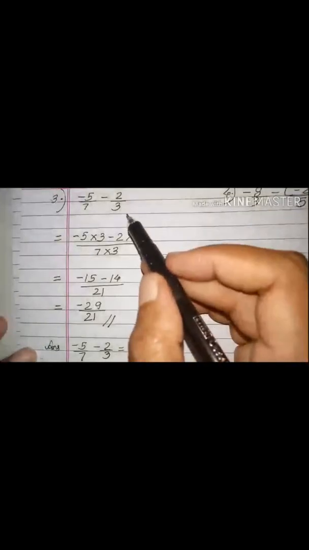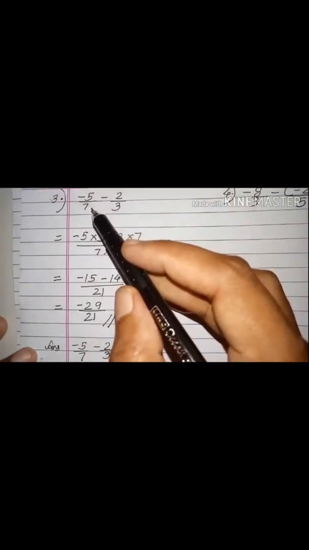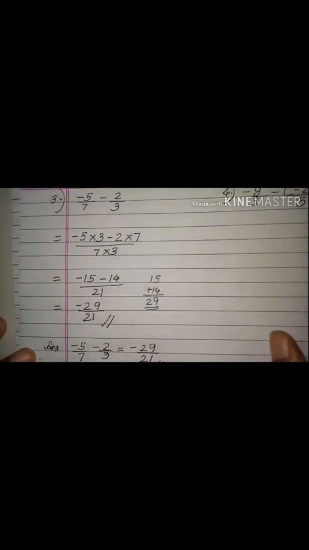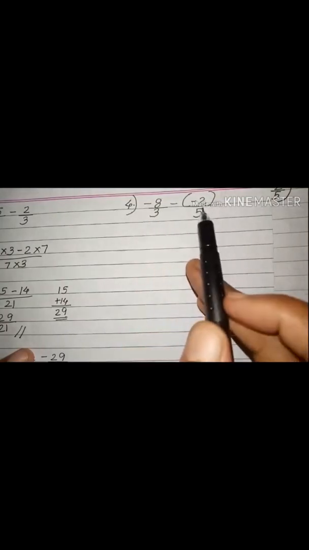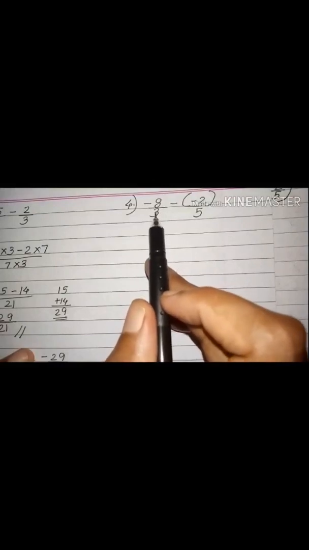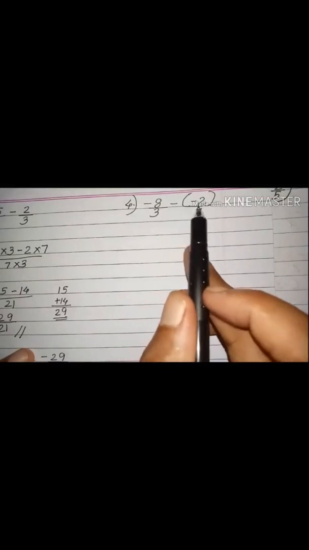Now, what does this question mean, children? From my rational number minus 5 by 7, I am subtracting my rational number 2 by 3. Next one. Now, how do you read this? From my rational number minus 8 by 3, I am subtracting my rational number minus 2 by 5. I repeat, from minus 8 by 3 you are subtracting a rational number which is already negative, that is minus 2 by 5. So no problem, let us do the same way.